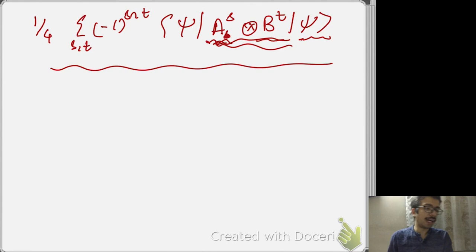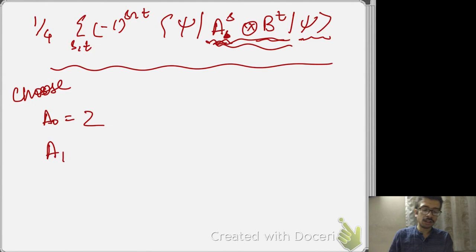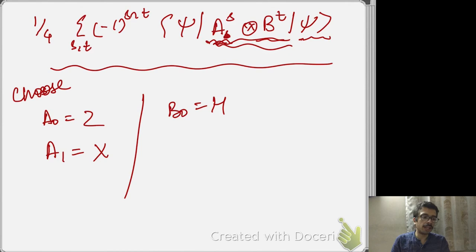And now you need to choose these A_s and B_t appropriately. So we are going to choose A0 as Z. Z has eigenvectors 0 and 1, so it essentially corresponds to measuring in the 0, 1 basis, the standard basis. A1 is X, whose measurement corresponds to measuring in the plus-minus basis. B0 is H, and you can check that its eigenvectors are like plus pi by 8 or 5 pi by 8, and B1 over here is going to be ZHZ.